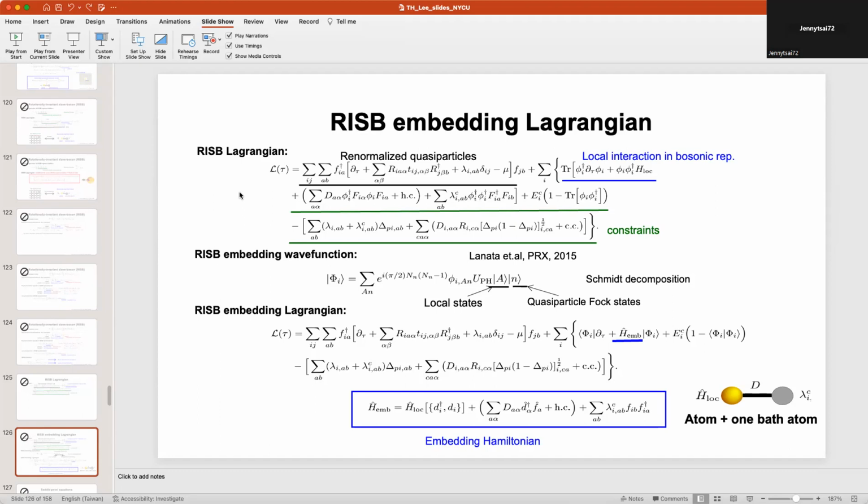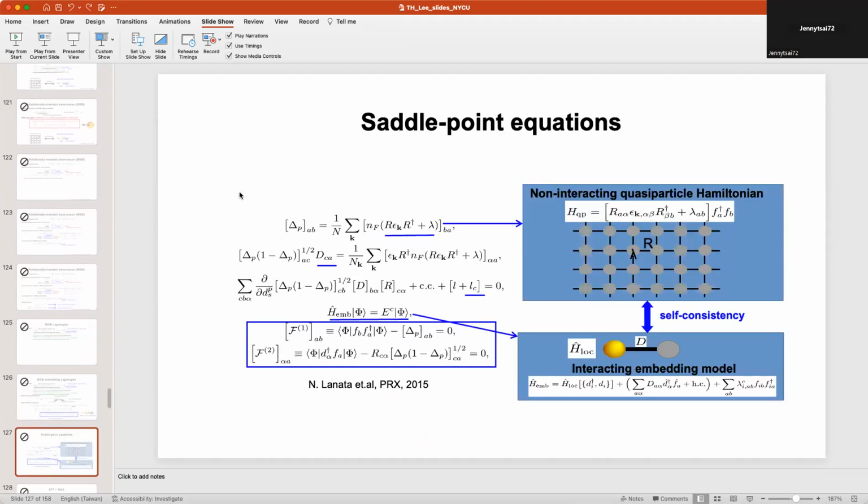But this is the Lagrangian that we want to solve for the saddle point for all the R, lambda, phi, D, lambda c, and we can solve the saddle point equation, which is just this set of equations where we solve the density matrix of this non-interacting Hamiltonian, and then we have to diagonalize this problem and solve these sets of equations consistently. But they are just like standard mean field type of equations.